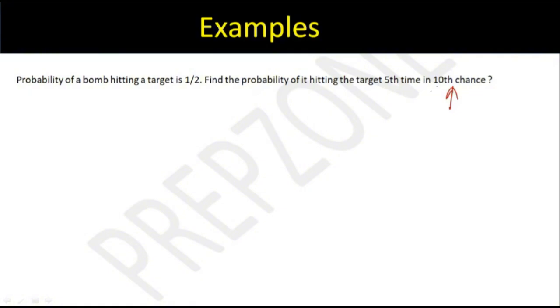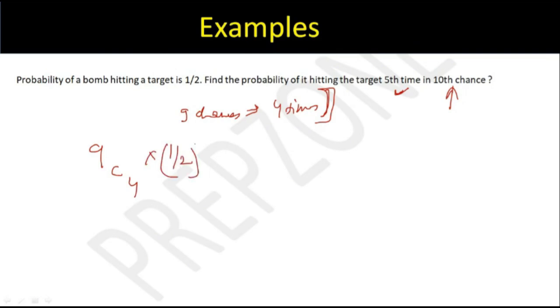So if you select 10c5, it could also be 1, 2, 3, 4, 5. And it does not suit your case. So the case is, in your 10th chance, the bomb should hit the target for the 5th time. Which means before the 10th, in 9 chances the bomb should have already hit the target 4 times. Now it could be any 4 out of 9, right? So I will select here out of 9 chances any 4 chances, and then the probability of bomb hitting is 1/2 to the power 4, and the probability of bomb not hitting is 1/2 to the power 5.